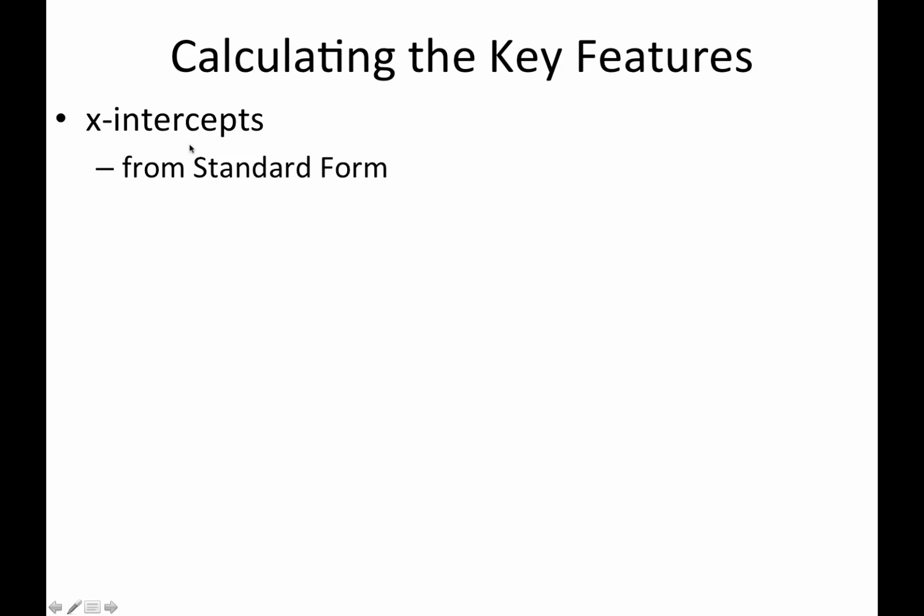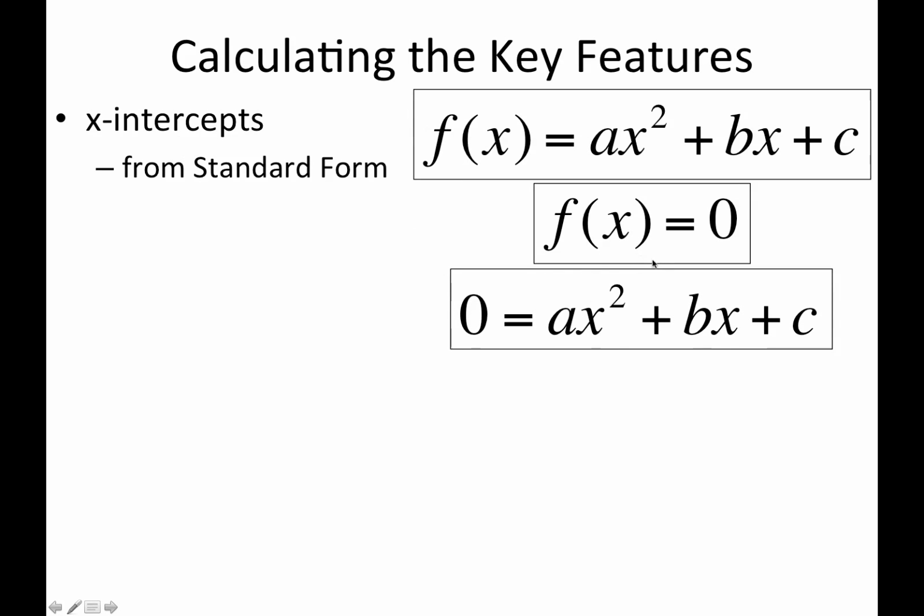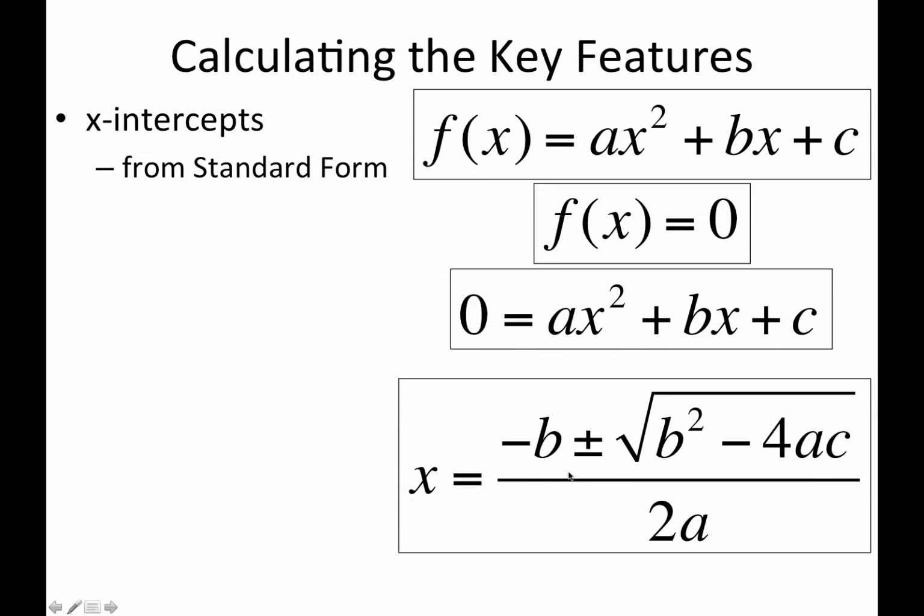Alright, for x-intercepts from the standard form, you would have the same standard form to start with, but this time, because it's an x-intercept, f of x has to be equal to 0. Y is equal to 0 for the x-intercepts, by definition. So I put the 0 in for f of x right here, so 0 equals ax squared plus bx plus c. From there, you can use the quadratic formula, which was explained in a previous video. So if you want to see where this equation comes from, it's explained earlier.